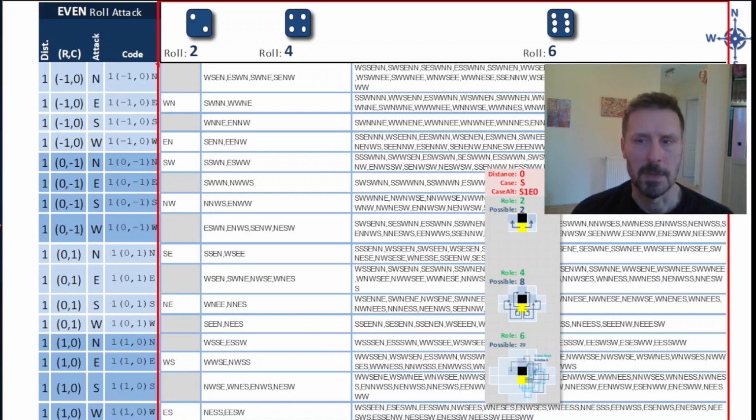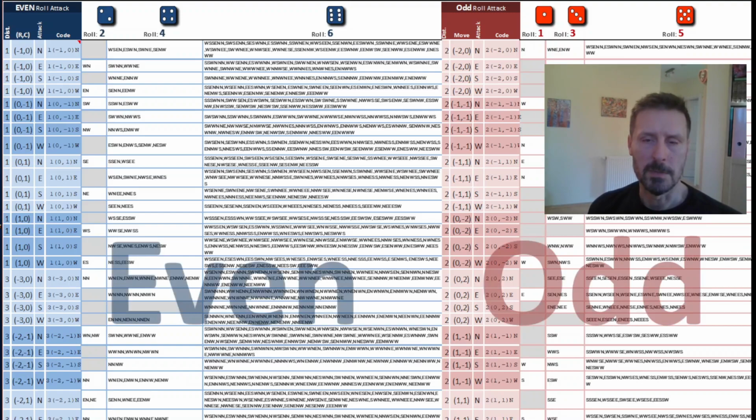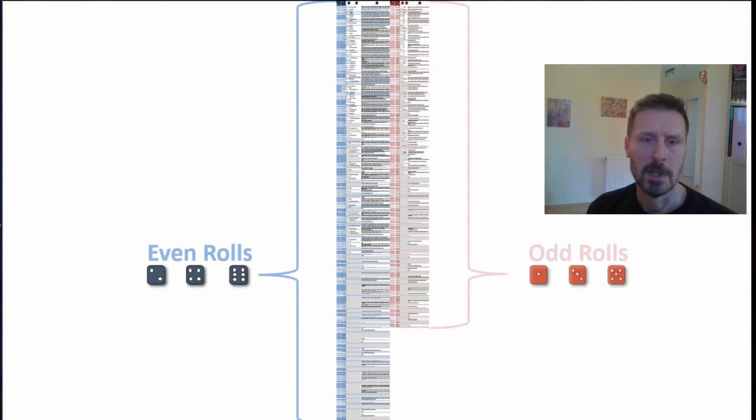We'll put the odd attack move matrix next to the even for comparison. Zoom out again, and now you see, as promised earlier, there are more even possible attack moves than odd possible attack moves.